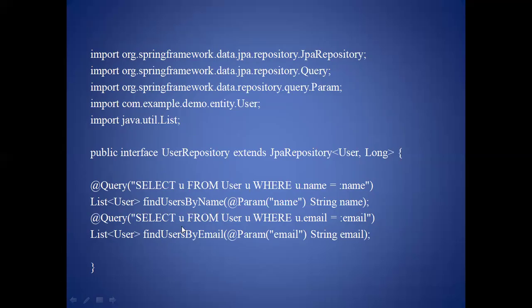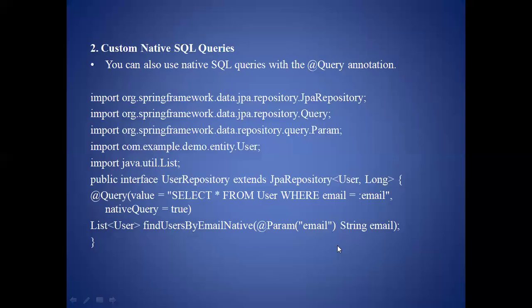Then the second one, with the @Query annotation: select u from User u where email is what we are going to get. For that we write a derived query, List<User> findUserByEmail. With the @Param annotation we write email, passing that value.